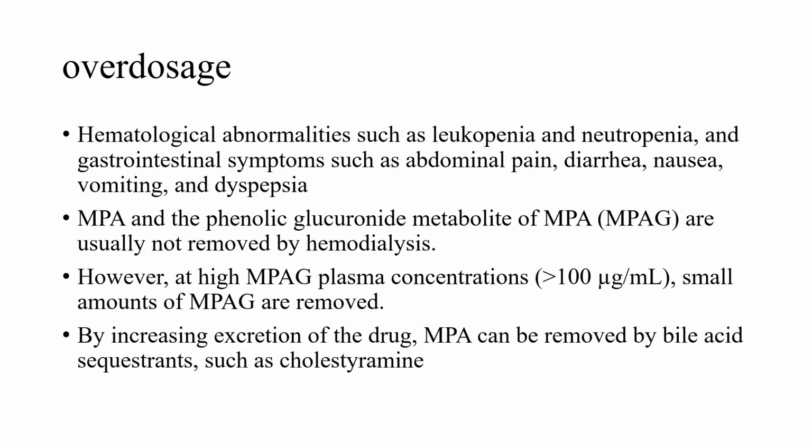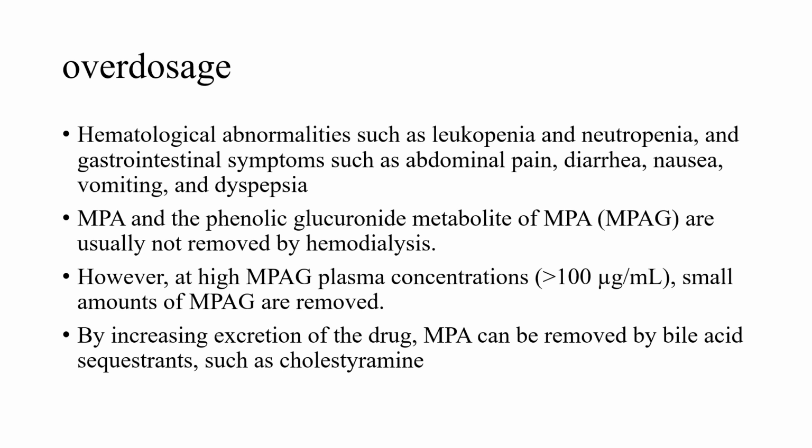What happens if there is an overdosage? Hematological abnormalities. The patient can present with leukopenia, neutropenia, and gastrointestinal abdominal pain, diarrhea, nausea, vomiting, and dyspepsia. Cellcept and phenolic glucuronide metabolite of mycophenolic acid are usually not removed by hemodialysis. However, at very high concentration, some amount of the glucuronide metabolite of Cellcept is removed. And we can also use other measures.